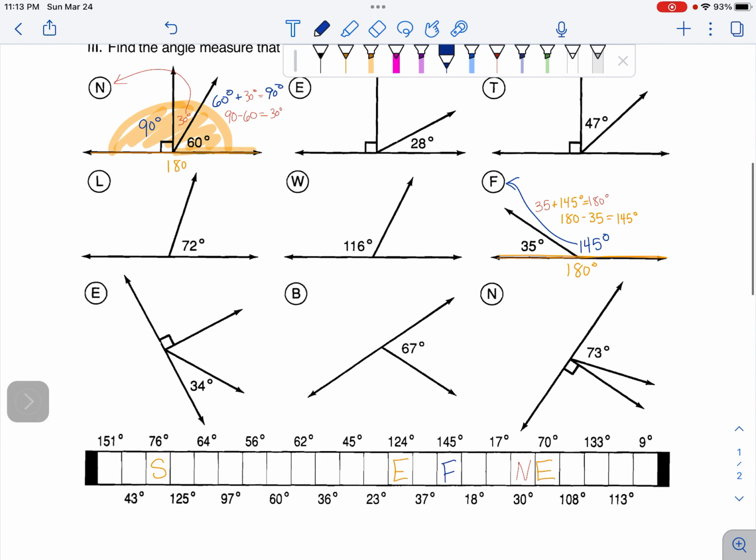Okay, you will need to finish this side. Just keep thinking, is it supplementary, is it complementary? Am I working to make it be 90 degrees, or am I working to make all of it be 180 degrees? You got this. Make sure you check in with a friend if you're not sure, or come and find me.